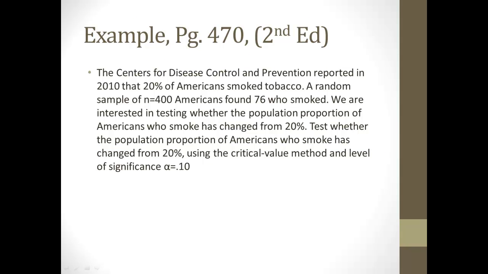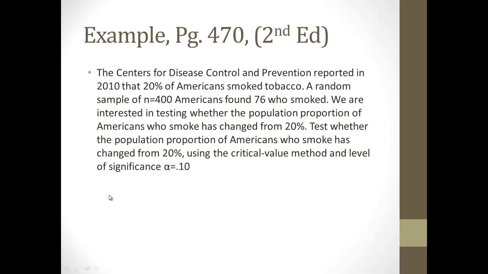The Centers for Disease Control and Prevention reported in 2010 that 20% of Americans smoked tobacco. A random sample of n equals 400 Americans found 76 who smoked. We are interested in testing whether the population proportion of Americans who smoked has changed from 20%. Test this using the critical value method and level of significance alpha 0.1.